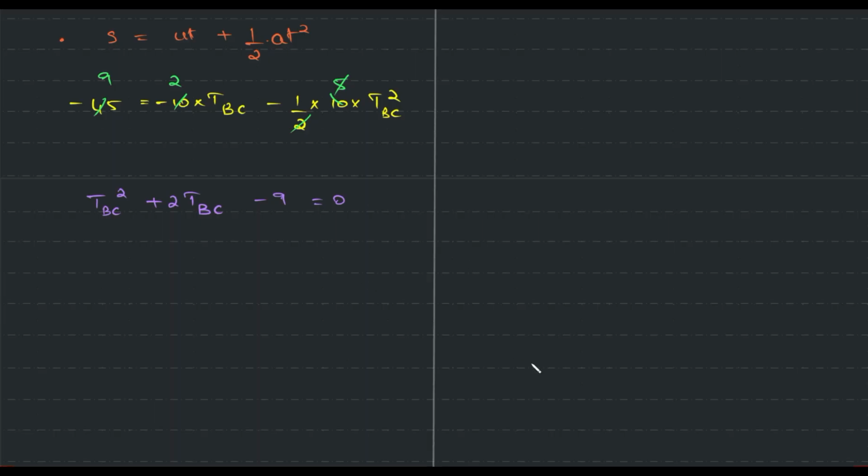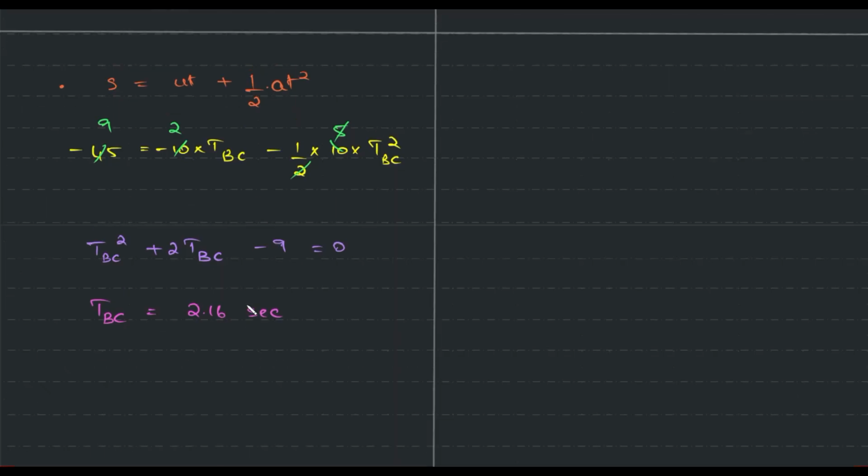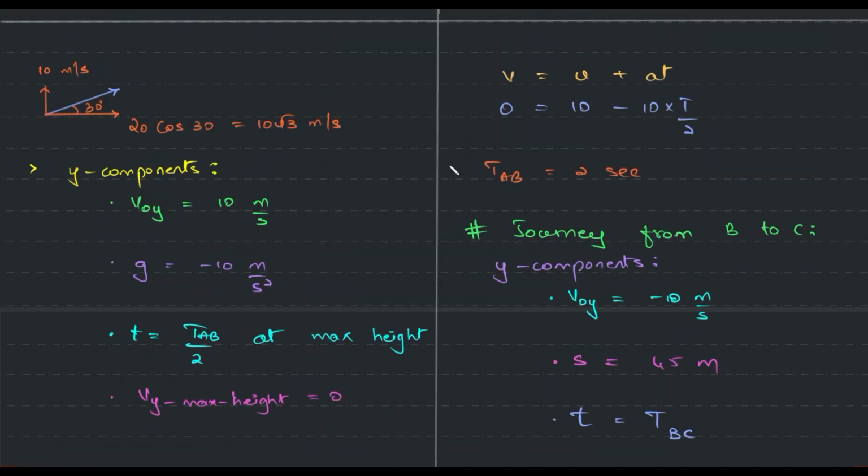Okay, let's see if I have a solution for this. Okay, so we do have an answer for this. Just that I'm not able to show it to you guys now, the calculation that is. It's around 2.16 seconds. That's the time of the fall. So total time will be the sum of those two, TAB and TBC.